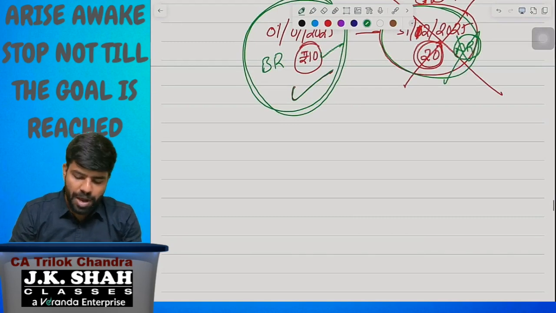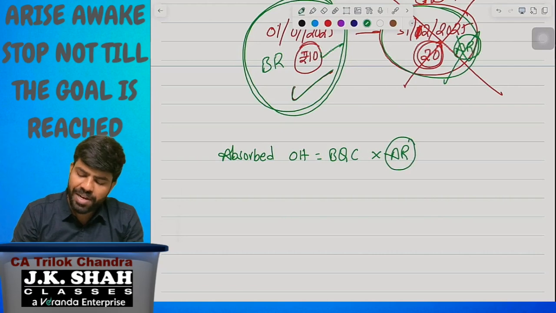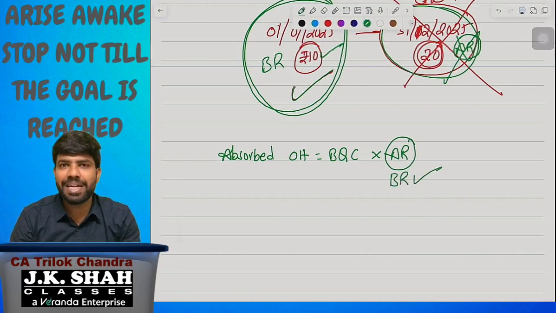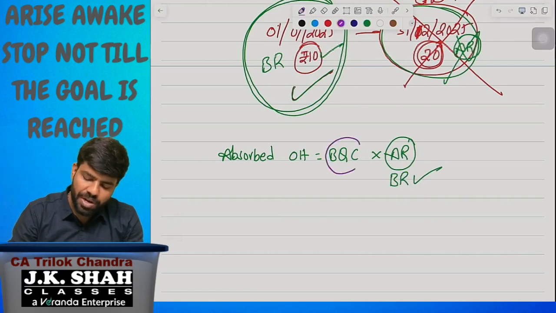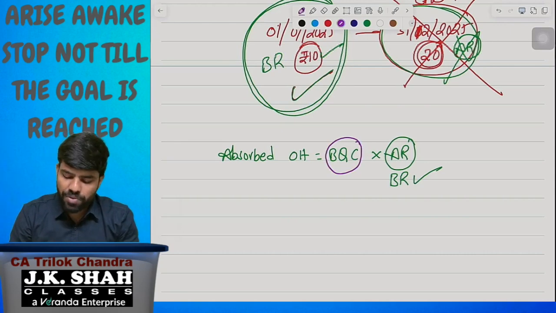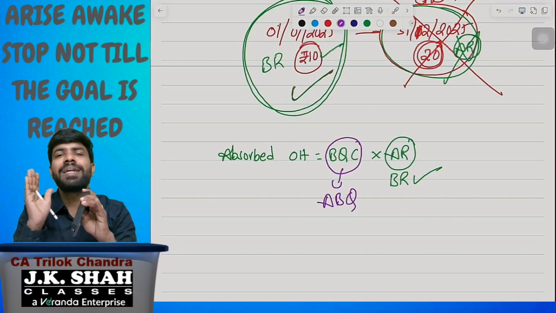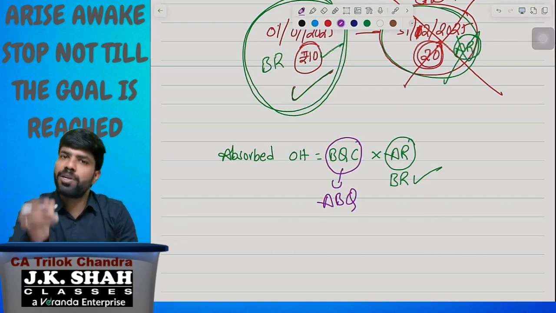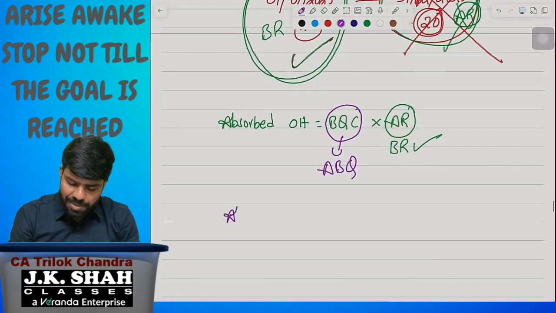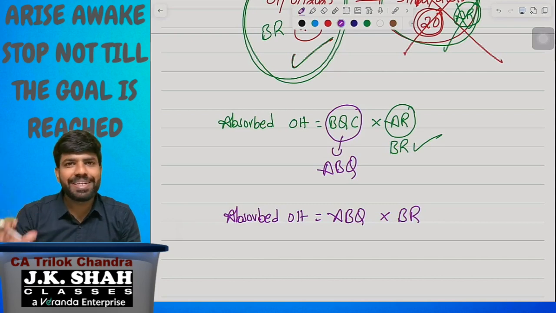Clear? Now, absorbed overheads equal, we already discussed the formula, base quantity consumed into absorption rate. Just now I clarified, absorption rate means budgeted rate. We are going to absorb using the budgeted rate. When it comes to base quantity consumed, base quantity means labor hours, machine hours, or production units. We are going to take the actual base quantity, because once the product is completed, we can measure how many machine hours were consumed, how many labor hours were consumed, how many units were produced. If you know the actual, use the actual. So finally, absorbed overheads equal actual base quantity consumed into budgeted rate.